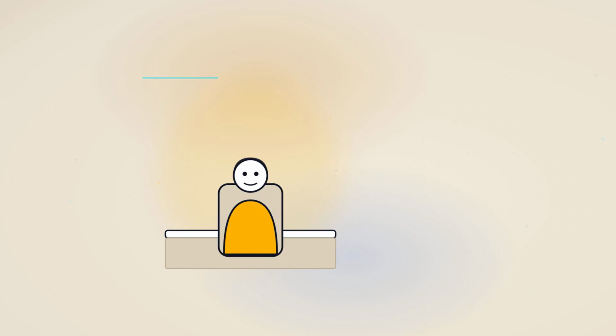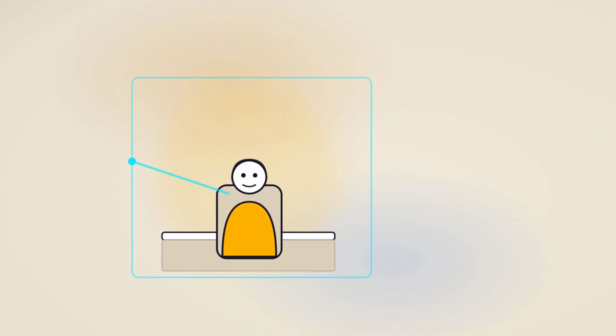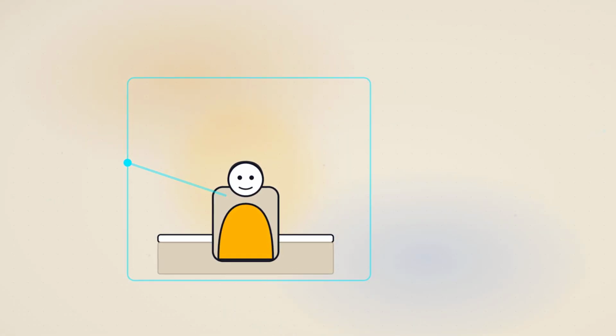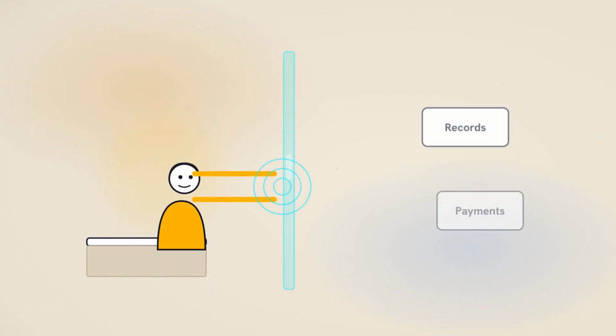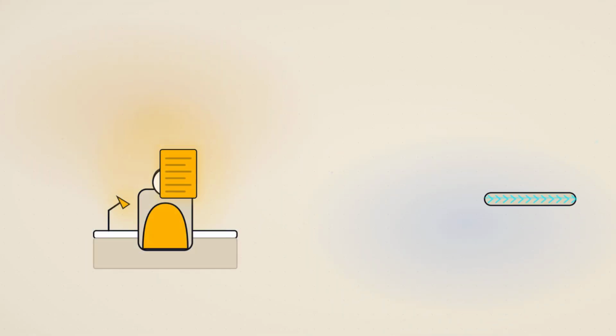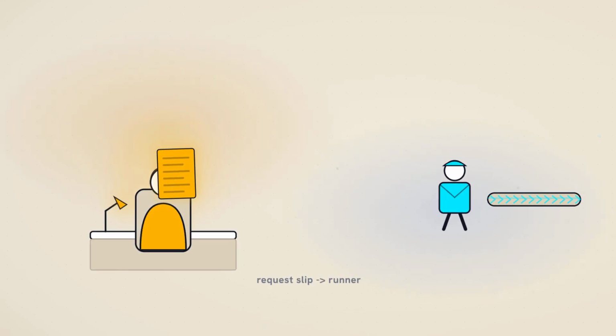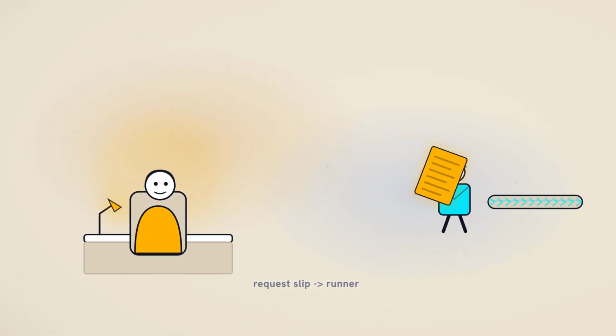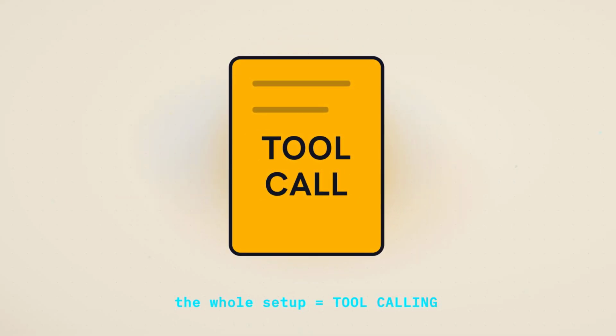Picture a manager at a desk. She's sharp. She knows the business cold. But she can't leave her chair. She can't walk to the records room. She can't touch the payment system. She just sits and thinks. What she can do is write a request slip and hand it to a runner. The runner fetches things for her. That slip has a name. It's a tool call, and the whole setup is called tool calling.